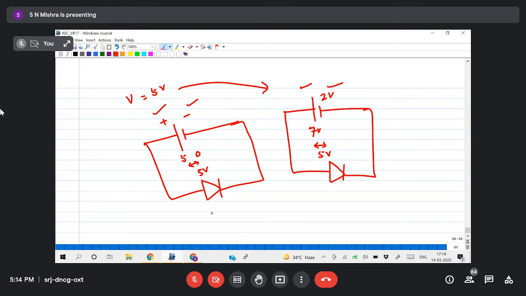in the first case, I can say P is connected to positive, N is connected to negative. But in the second case, it is not true. P is connected to positive, N is also connected to positive. This is plus 2, which means positive, here also positive. So what is more appropriate? The P side will be at higher potential compared to the N side. Then my diode is forward biased. Are you clear?